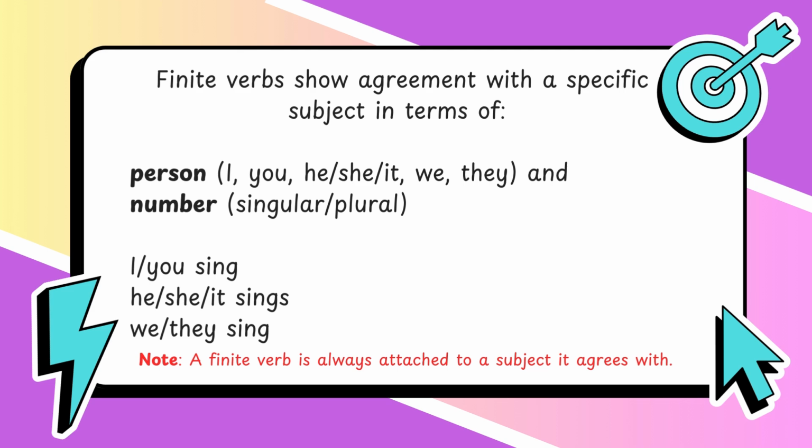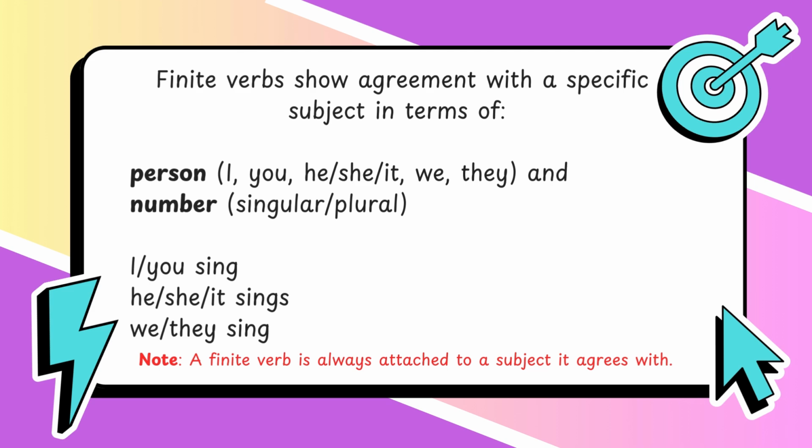I sing, you sing. He sings, she sings, it sings. Then the next one we have we sing, they sing. You can see that the singular subjects there take an S attached to them. So he, she, and it are singular. That's why we have S attached to sing. But we and they are plural, so no S is attached to sing.